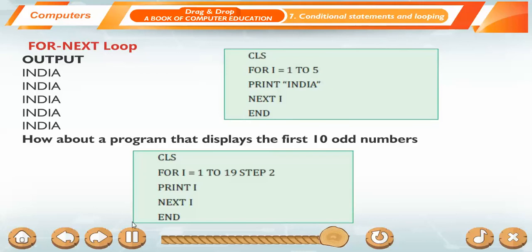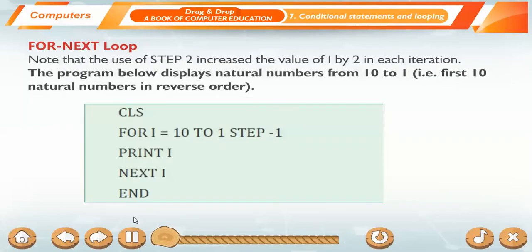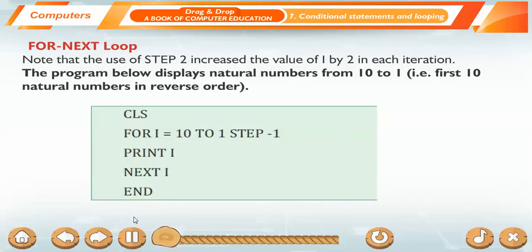How about a program that displays the first 10 odd numbers? CLS. For I equal to 1 to 19, step 2. Print I. Next I. Output: 1, 3, 5, 7, 9, 11, 13, 15, 17, 19. Note that the use of step 2 increased the value of I by 2 in each iteration.